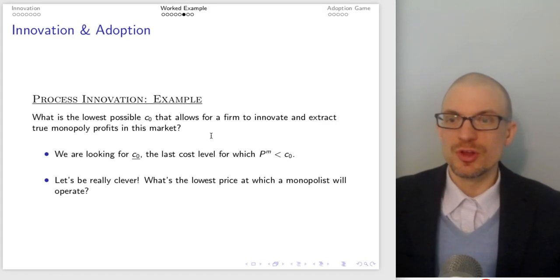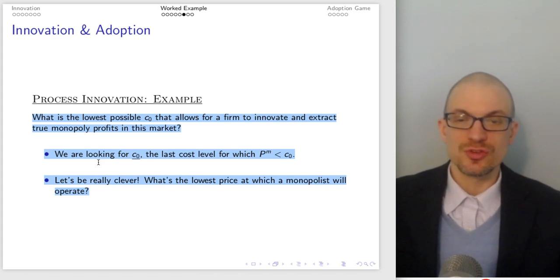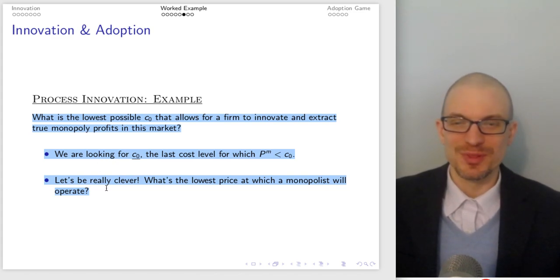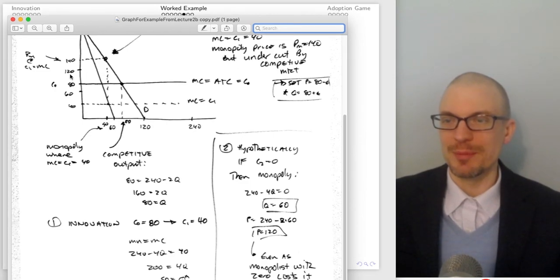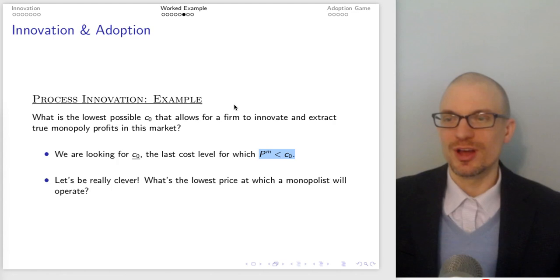What's the lowest possible cost? We found that actually. So I actually strongly dislike now how I wrote this up in the slides. I'll talk about it in a second. How did I find the last cost level that the monopoly price would go under? We saw that. I just said, oh, my monopoly price is 120. We need everybody else to be 120 plus epsilon so I can undercut it. There's another way to do this.